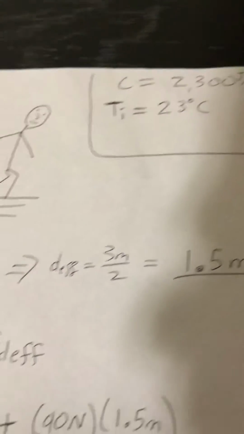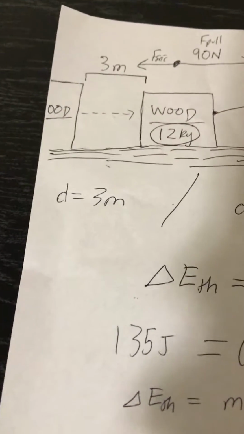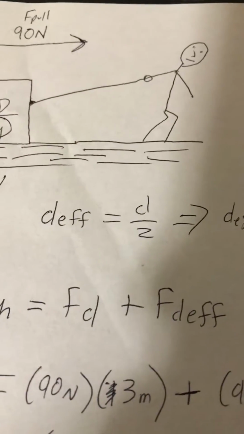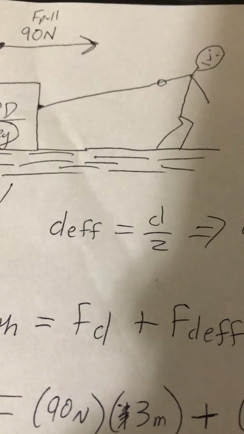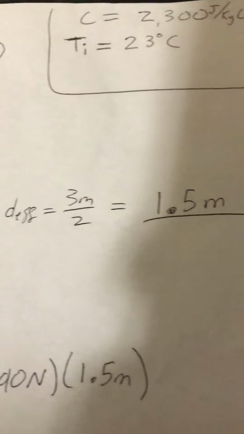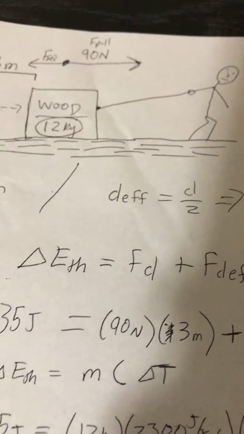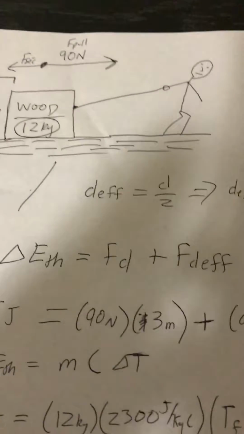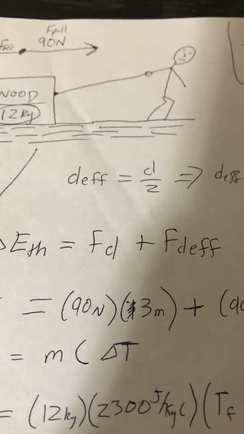So now we know that our distance equals 3 meters, so then we need to find our distance effective. So we know that that is equal to the distance divided by 2, so then we solve for that and we get 1.5 meters.